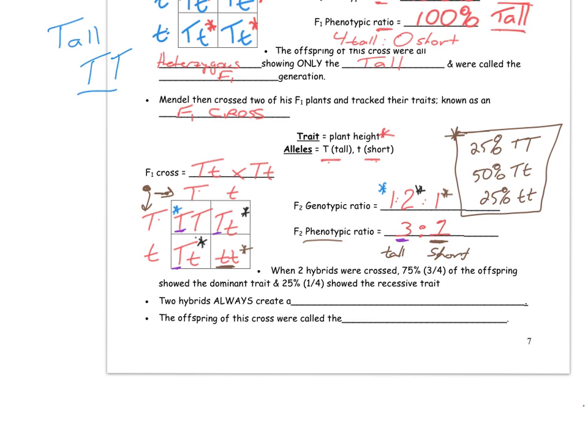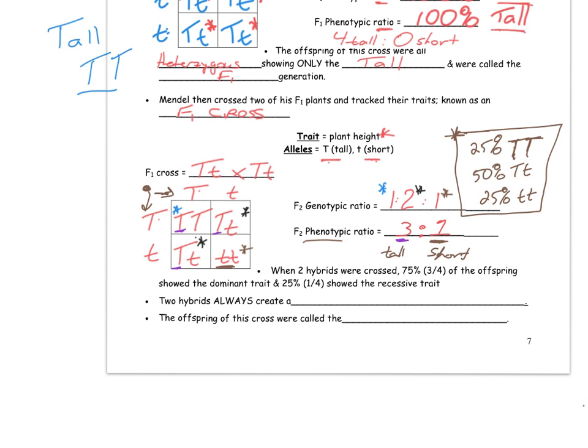Phenotypic ratio is easier. You can look at it and count it. As soon as you make a Punnett square, you should be able to do it. It's three tall and one short. Phenotype is what you see, the trait that you see, whereas genotype is the type of genes you have. In this case, it's either a big T or a little T. That's all you got.